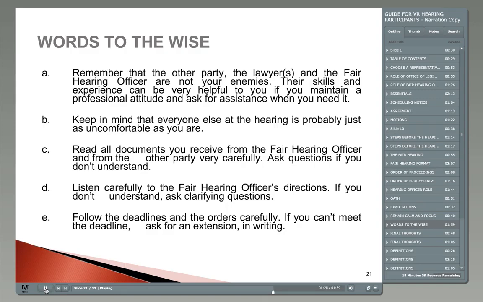Listen carefully to the fair hearing officer's directions. If you don't understand something, ask clarifying questions, like we just said, and follow the guidelines and the orders carefully. If you can't meet a deadline, ask for an extension in writing. There are not too many hearing officers around who, if you've been respectful, prepared, organized, and on time, wouldn't be willing to give you an extension. But you're going to need to ask for that in writing and be sure that you're copying both sides when you do that.